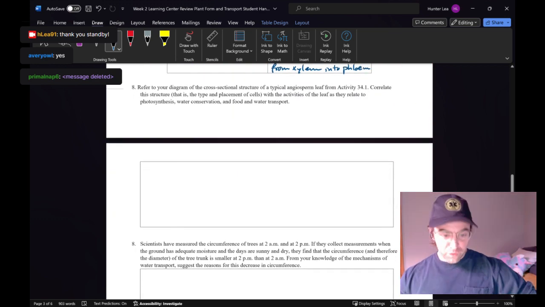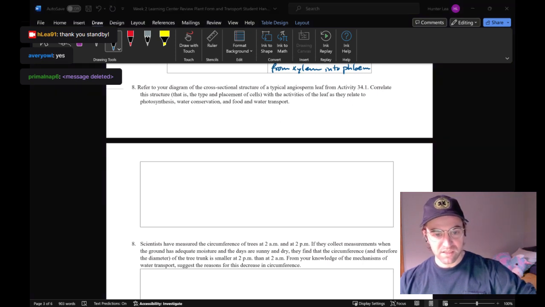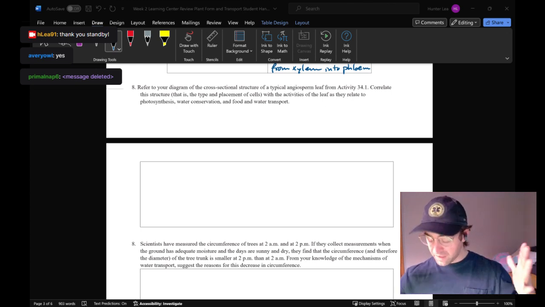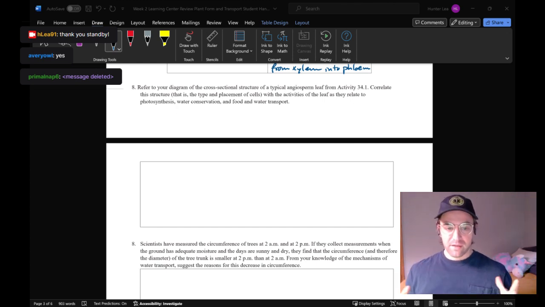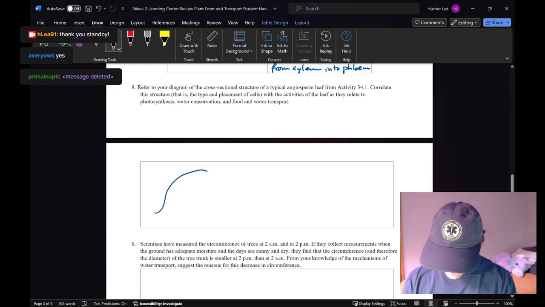All right. Refer to your diagram of the cross-sectional structure of a typical angiosperm leaf from activity 34.1 and correlate this structure, that is the type and placement of cells, with the activities of the leaf as they relate to photosynthesis, water conservation, and food and water transport. I do not have this diagram handy, but we can discuss it. So when the stomata are open in the leaf, carbon dioxide can enter and oxygen and water vapor can exit. I can draw a leaf.